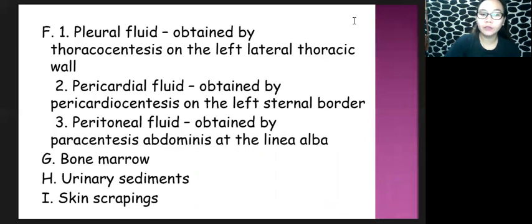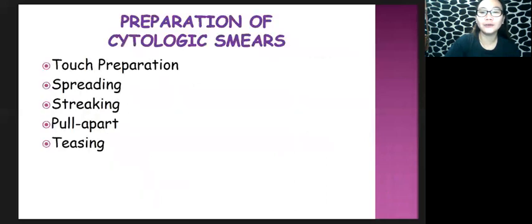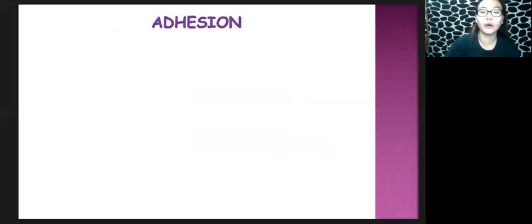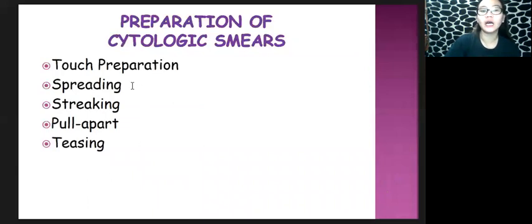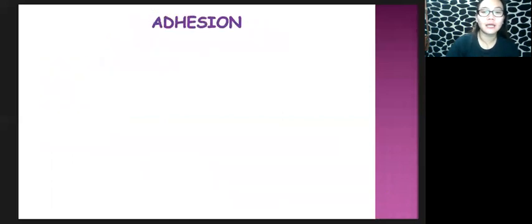After preparing your specimen, the next thing that you have to do is, of course, to make your smears. These are the same kind of methods that were discussed to you during the introductory part, so kindly review also how we prepare your smears. We have here your touch prep, spreading, streaking, pull apart, and teasing. These are the different methods that we perform to prepare your cytologic smears.